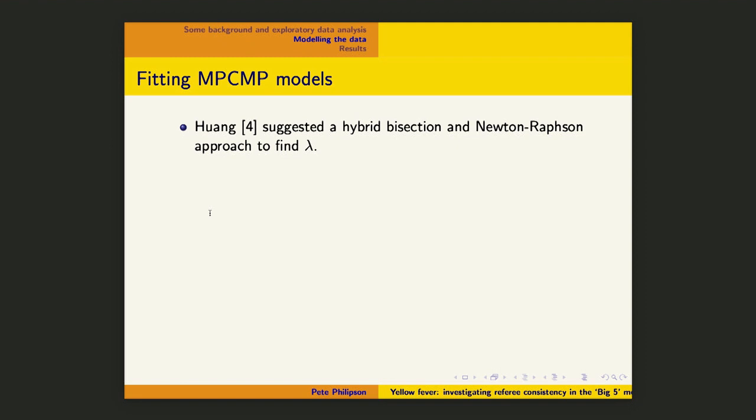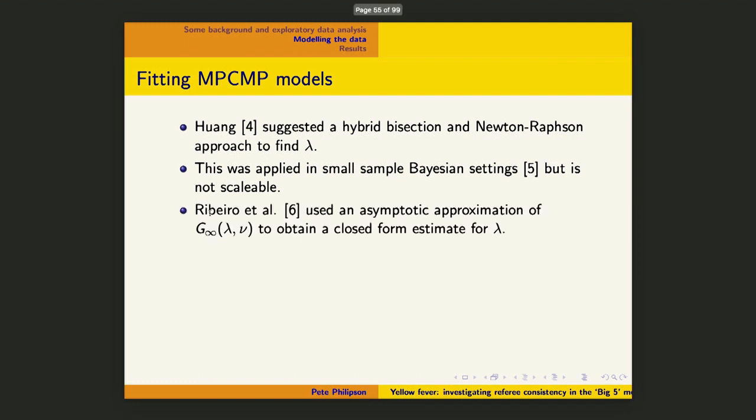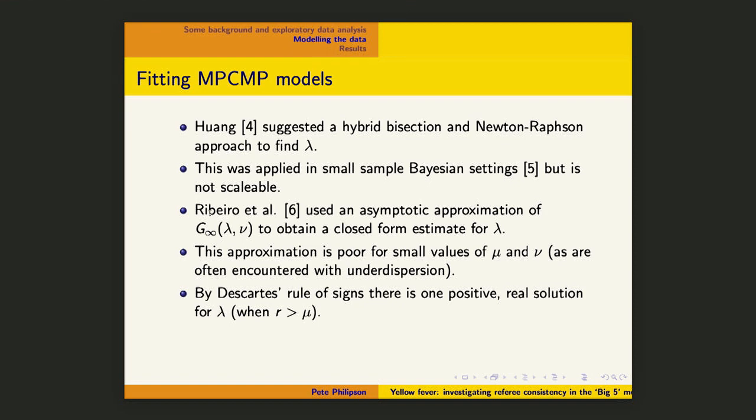So I've constructed a polynomial, but have I made things a lot harder computationally? Well, at first sight, yes, but there are some workarounds we can do. A chap called Alan Huang first said you can use a bisection and Newton-Raphson approach to find lambda, given a certain mu and a certain nu. And this is applied in small sample Bayesian settings, but it's not particularly scalable. So as your sample size gets big, this approach tends to take longer and longer, and that's exacerbated for certain pockets of values for nu. Other people, so Ribeiro et al., use an asymptotic approximation of this normalizing constant to get a closed form estimate for lambda. But again, that doesn't perform well, especially when you have underdispersed data, and that's what I'm particularly interested in here.